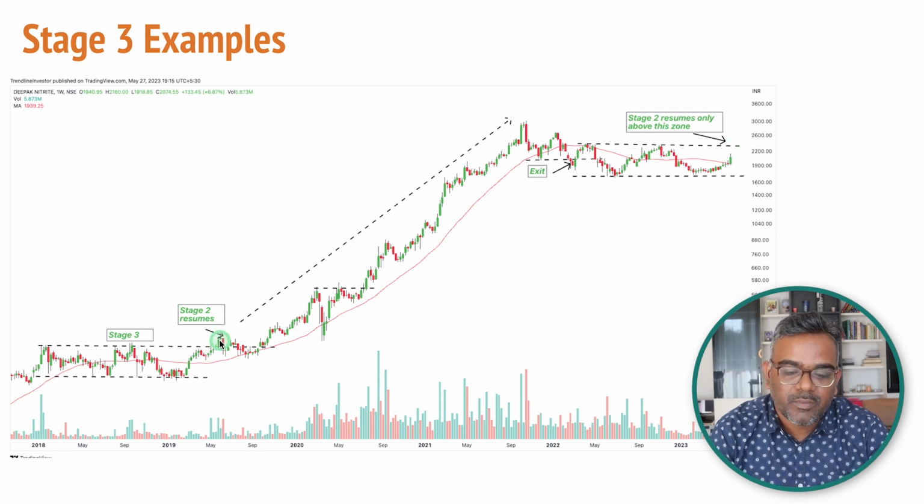In case you bought it here, you made a great gain over here, and you exited over here. Now, same thing if you want to buy, you buy it over here again, right? Volumes are good, but we still need to break the pivot highs in order to enter a stage 2 move up.